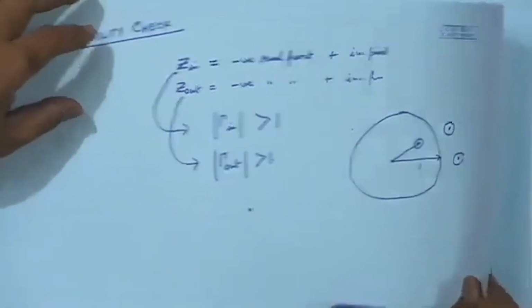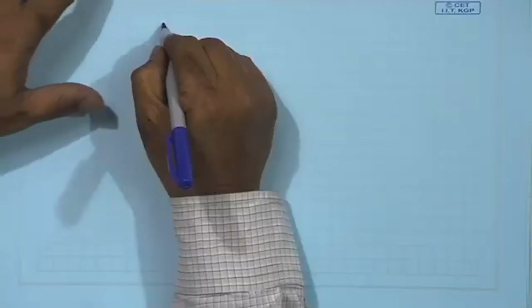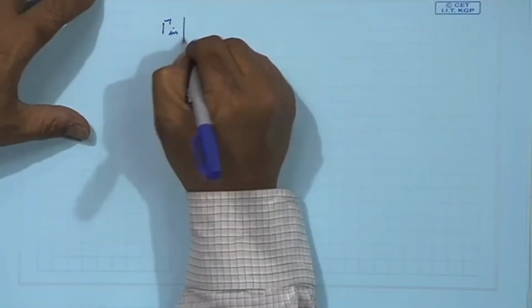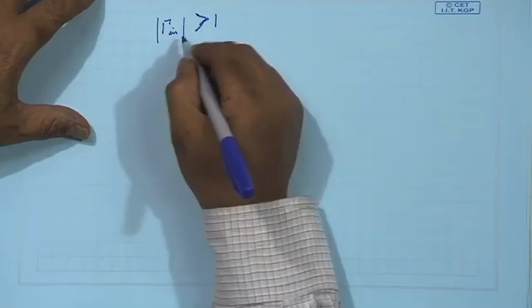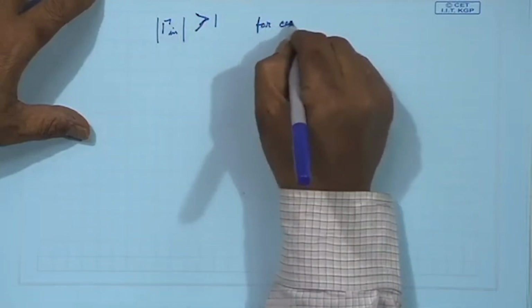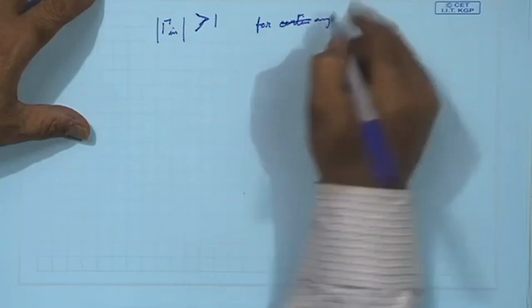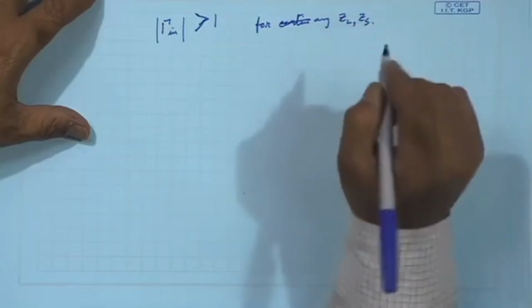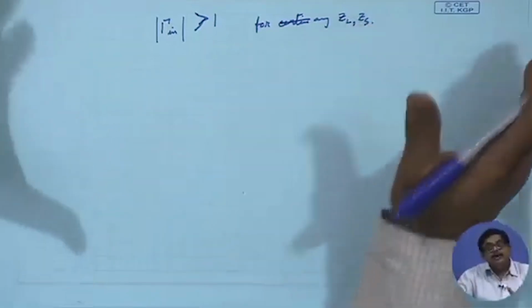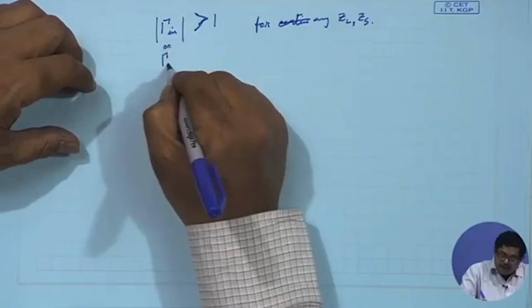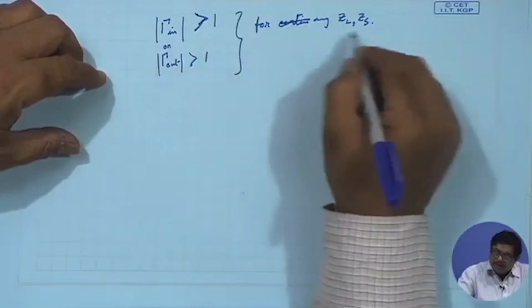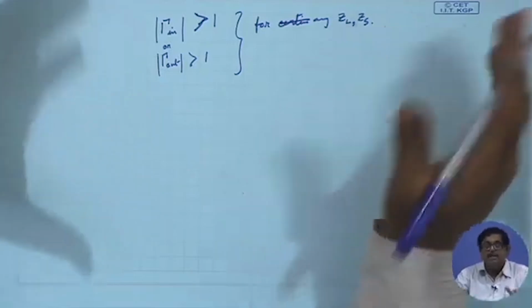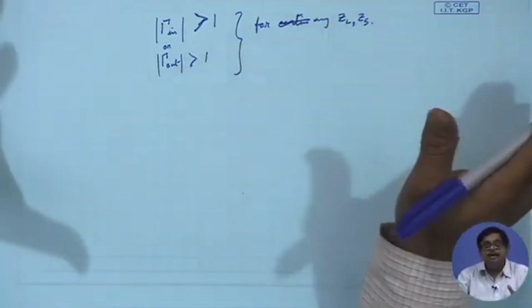So what is the stability check? We can check these conditions: if the magnitude of gamma in is greater than 1, or gamma out is greater than 1, for any choice of ZL and ZS combination, then we say that the device is potentially unstable.